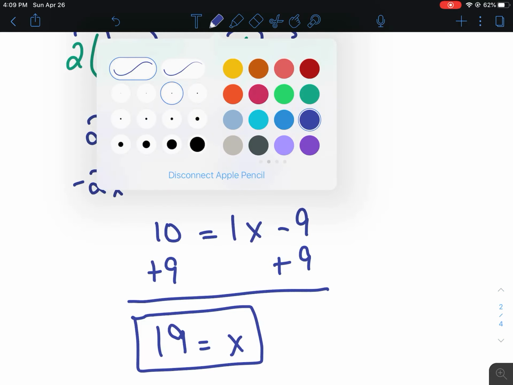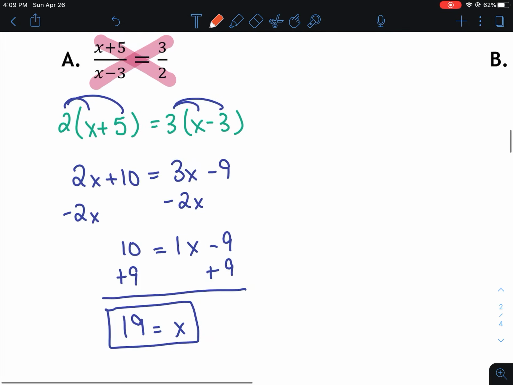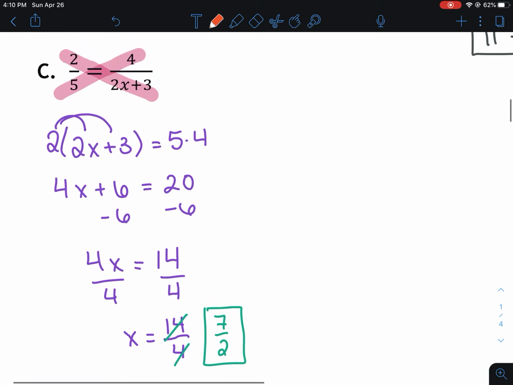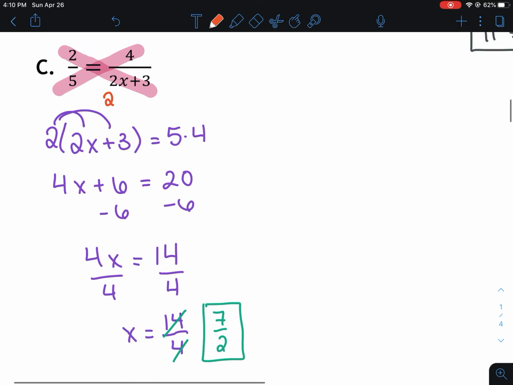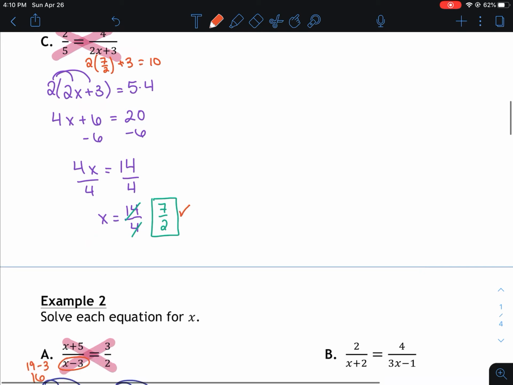Again, I need to check my extraneous solutions. Make sure if I plugged in 19 to the bottom, I don't care about this top x. Okay, I don't care about checking that. It's only the bottom that can't be 0. 19 minus 3 is 16. That's not 0, so we're good. Okay, I think I forgot to do that for this one here. If I plug in 2 times 7 over 2 plus 3, I end up getting 10. I don't get 0, so that one was good as well.